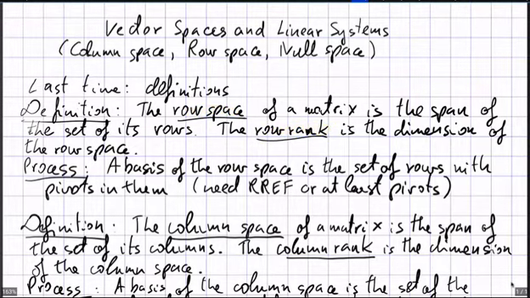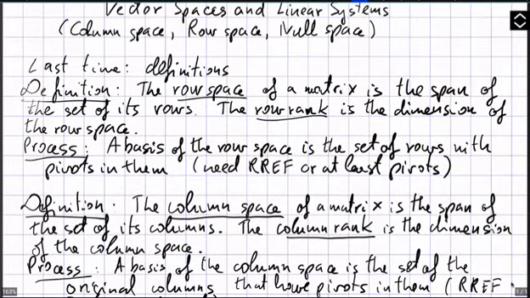The way we find a basis of the row space is that this is the set of rows with pivots in them. So for this we need a reduced row echelon form, or at least we need an echelon form where we can see the pivots.